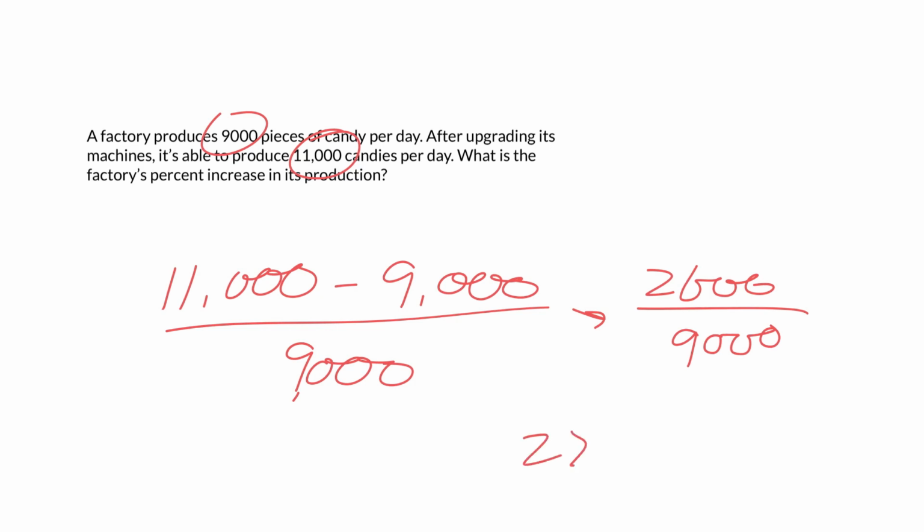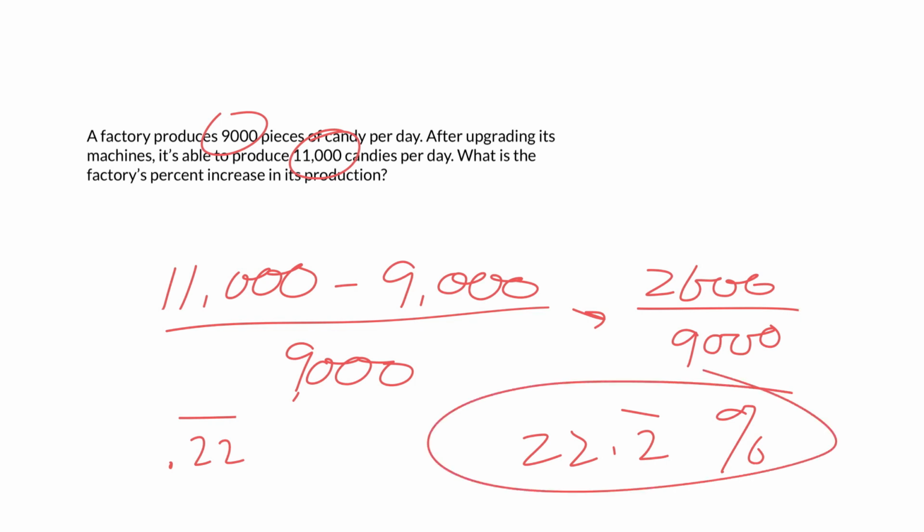So that gives us 0.222 repeating, which is 22.2 repeating percent. So this is a 22.2% increase in our production.